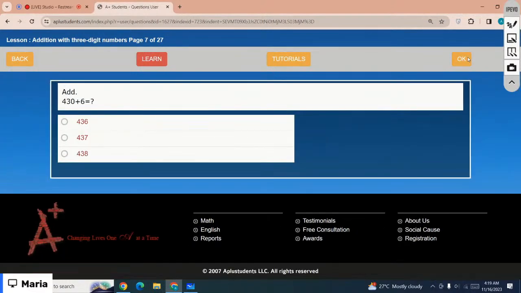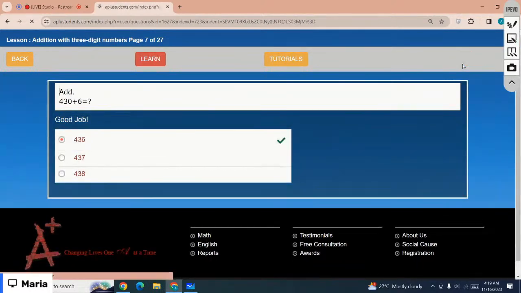Okay, the next one is 430 plus 6. So which is the correct option? The correct option is, yes, 430 plus 6 is 436. 6 plus 0 is 6. So that is 436. Very good.